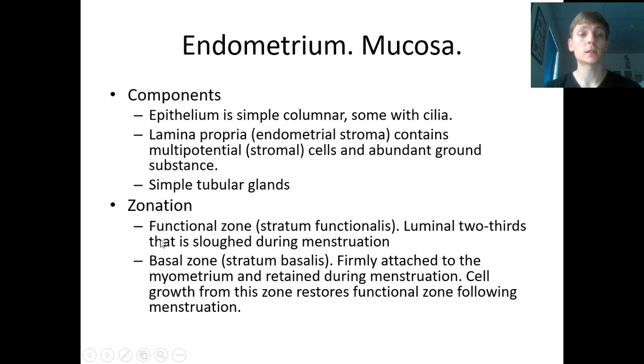And zonation. We have different zonation of the endometrium, based on its functional role. We have a functional zone and a basal zone. The functional zone is the zone which changes during the menstrual cycle. In different phases of the menstrual cycle, the functional zone is changing. The basal zone is the structure which remains unchanged during the menstrual cycle. The basal zone remains after menstruation, because menstruation is actually a shedding of the functional zone of the endometrium. So that's the main feature of it.